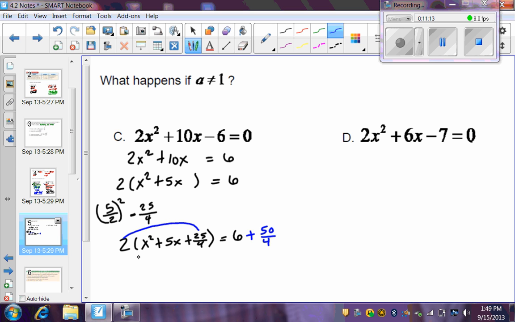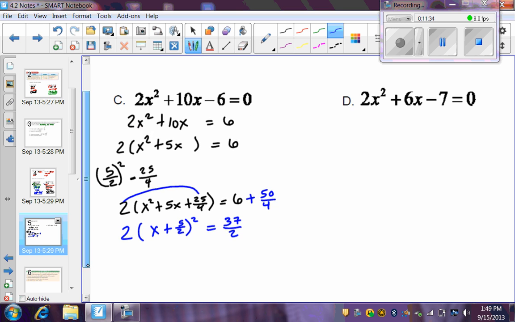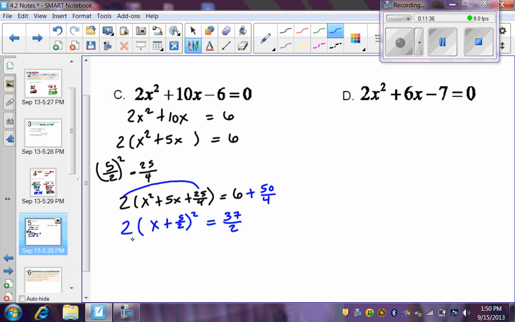Now the parentheses is a perfect square trinomial, so that would factor to 2 times (x plus 5/2) squared equals, if you type this in your calculator and convert it back to a fraction, you will get 37 over 2. Opposite of multiplying by 2 is dividing by 2. So that's going to be (x plus 5 over 2) squared equals 37 halves divided by 2 just gives me 37 fourths.